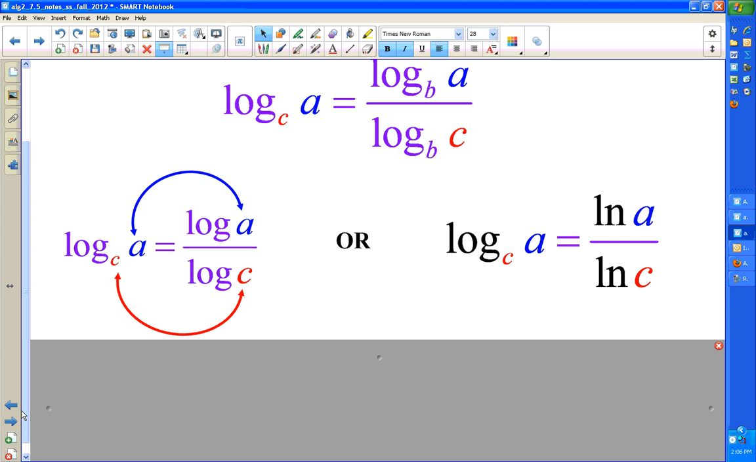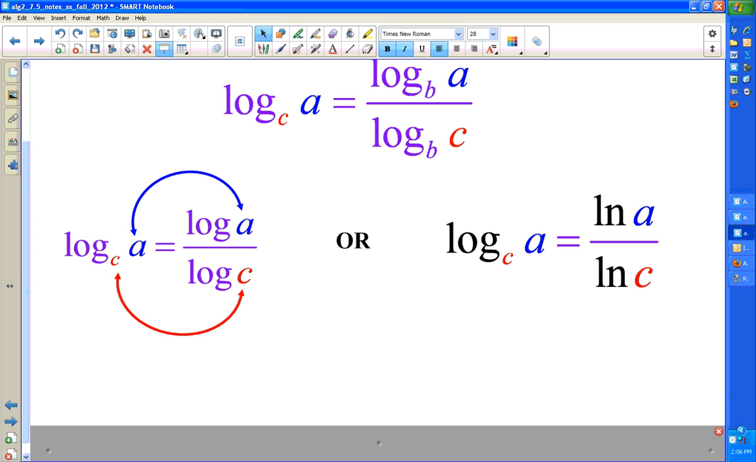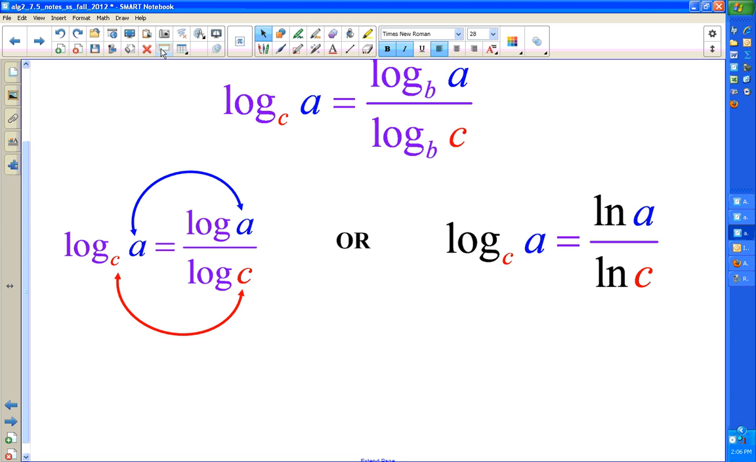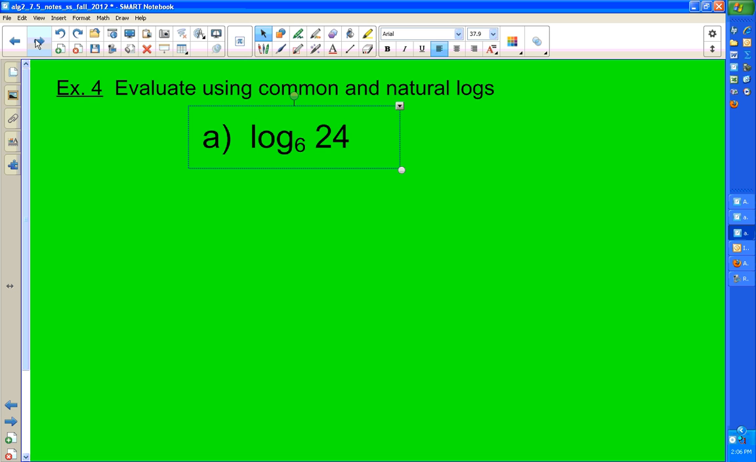It doesn't matter which one you use, and I'm going to show you an example here in a second. Whatever you're taking the log of stays on the top. The base is what you're taking the log of in the bottom. Everybody good here?